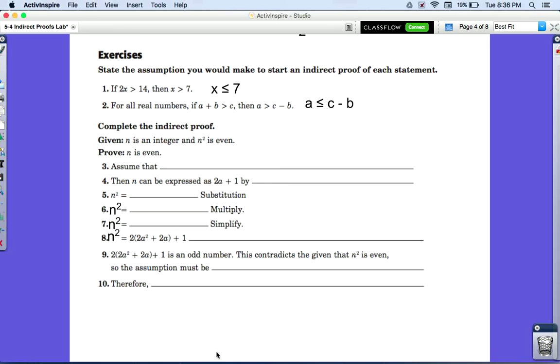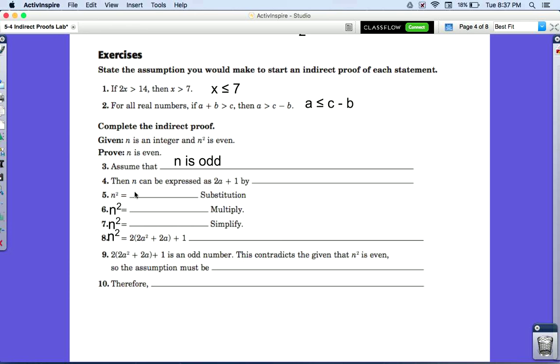This is an indirect proof that they have started for us, and we're just going to be filling in what the blanks are. This is a number theory proof, so it's not quite as simple as the one that we did as an example. First off, we have to assume the opposite of what we're asked to prove. Since we are given that n is an integer and n squared is even, we want to show that n is even. An integer is positive and negative numbers that are not fractions. So none of our problems will be fractions, either positive or negative. Since we're asked to prove that n is even, we're going to assume the opposite of that, which is that n is odd.